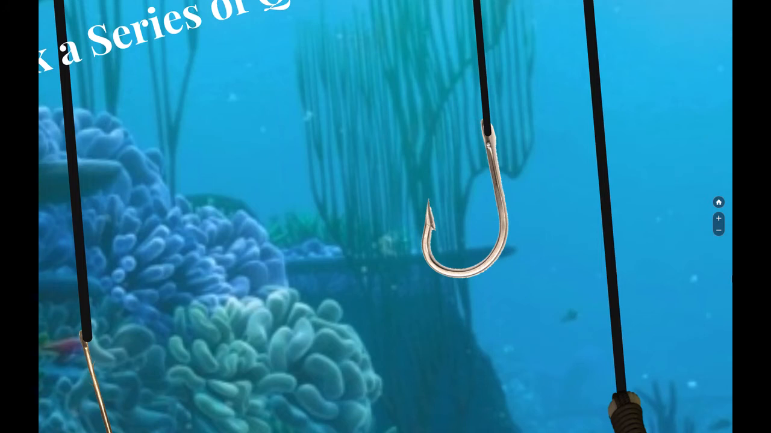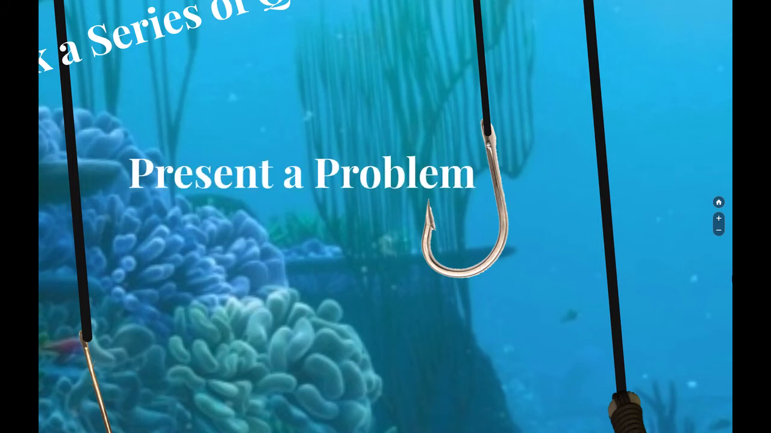Let's look at example number 2. Number 2 is to present a problem. When we use this type of hook, the hook presents a problem and the thesis is the solution for that problem. Here's the example. My friend Erica just got a new job in Japan.